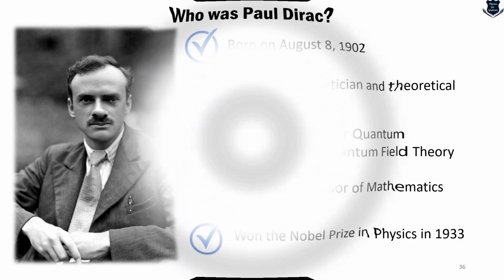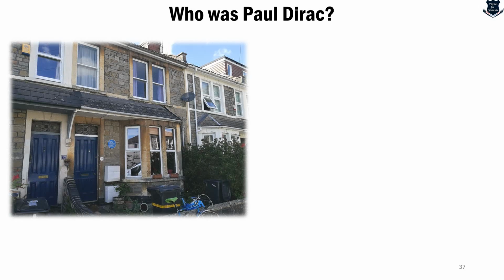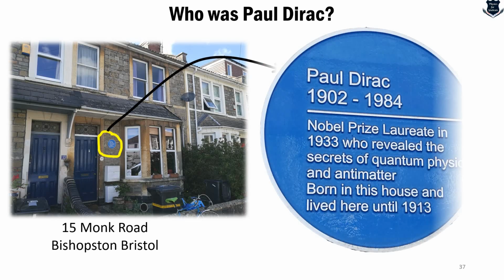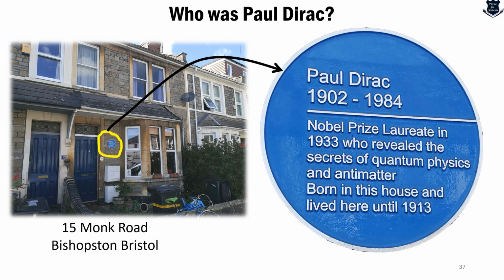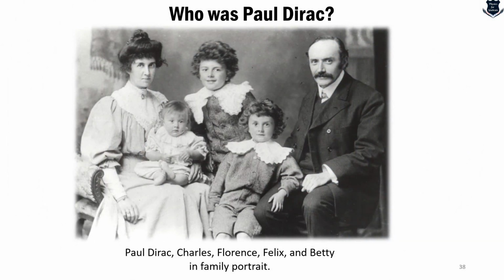If I go a little bit into this wonderful family picture, you can see here that this was basically the house where he lived, and if I zoom into this portion of the building just beside the window, this is at 15 Monk Road, Bishopston, Bristol, then I would get this kind of a plaque. And the plaque tells that he was a Nobel Prize laureate in 1933. Look into this beautiful family picture.